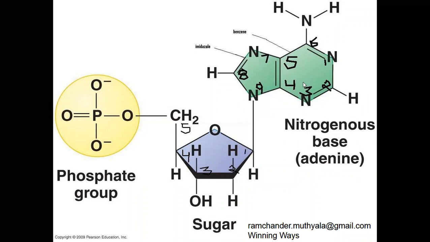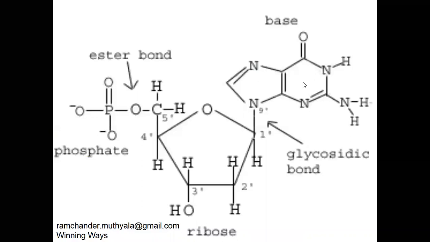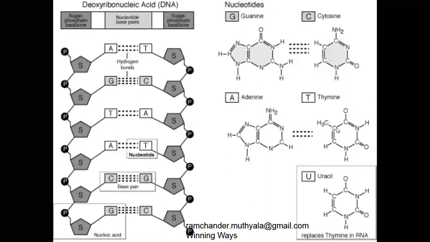If we come to the pyrimidines, the pyrimidines are single ring structures. See, these are the pyrimidines. In this pyrimidine group, cytosine, thymine and uracil are here. In the ring, the first carbon and the third carbon, these two carbons, are replaced with nitrogen atoms.